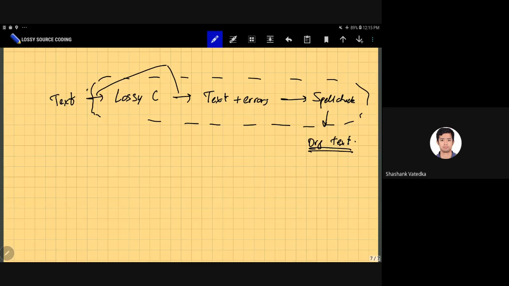But if you try to compress at a rate even below entropy, then for large enough texts, the spell check will not be able to correct all the errors. There will be errors which simply cannot be corrected. Okay, all of them may not be corrected. Exactly. We may decrease the loss, but not eliminate it. Okay.